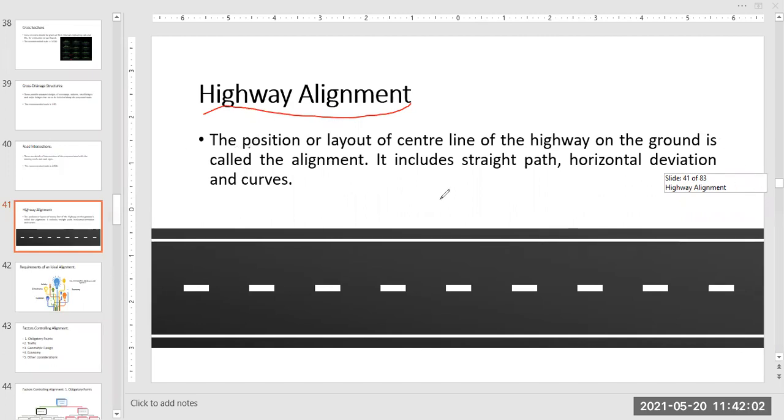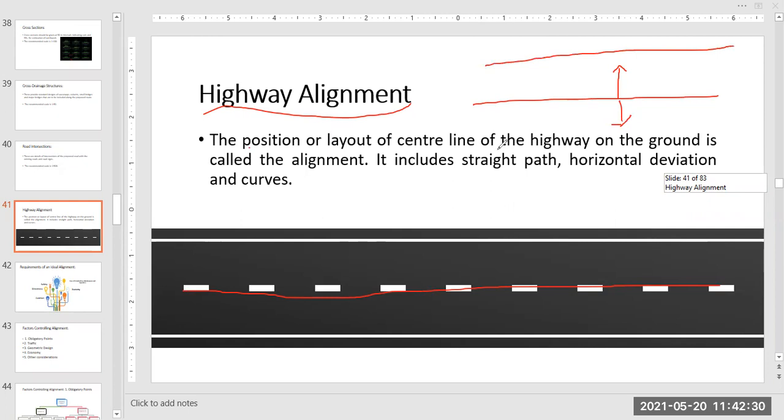So now we are going to discuss the highway alignment. First of all, what is highway alignment? It is the position or layout of the central line. That means we are going to lay a center line on the ground, not on the road, on the ground. First we put a center line on the ground and then we extend the road to the edges. That is how a road is usually developed. Before constructing a road, what is the primary task we need to do? We need to set up an alignment. That is how the alignment is defined, the position or layout of a central line.